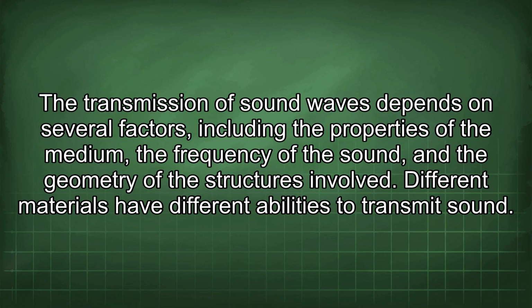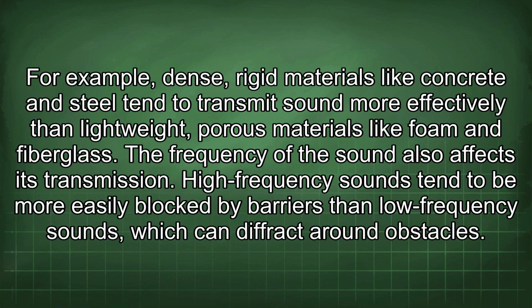Different materials have different abilities to transmit sound. For example, dense, rigid materials like concrete and steel tend to transmit sound more effectively than lightweight, porous materials like foam and fiberglass. The frequency of the sound also affects its transmission. High-frequency sounds tend to be more easily blocked by barriers than low-frequency sounds, which can diffract around obstacles.